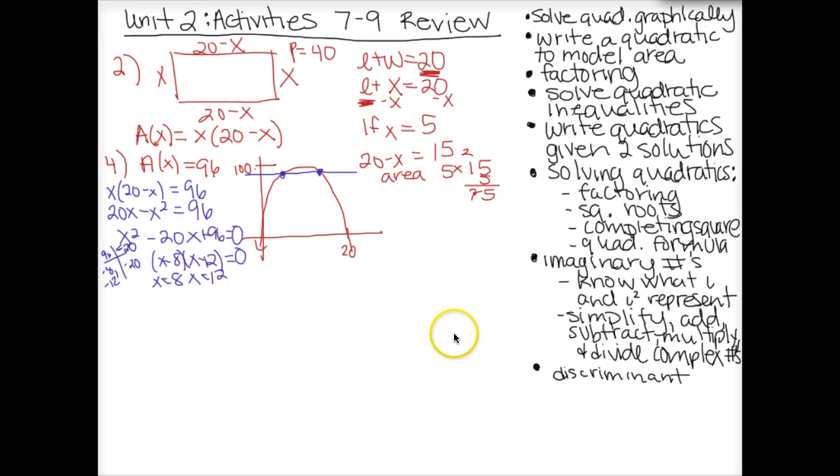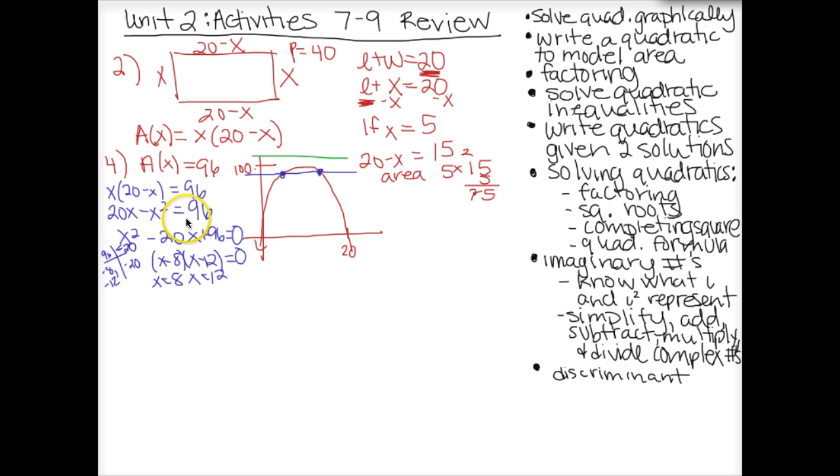Number 5 asks a very similar question, but it says an area of 120 square centimeters is not possible, and then asks you to do the same thing, algebraically and graphically. So graphically is super easy. All you have to do is show this. 120 is above the max, so it's not possible because you can't find any intersection points. Algebraically, you're going to set it up very similar to the way we set up this right here, that you're going to have 120 on the other side and you're going to solve that.